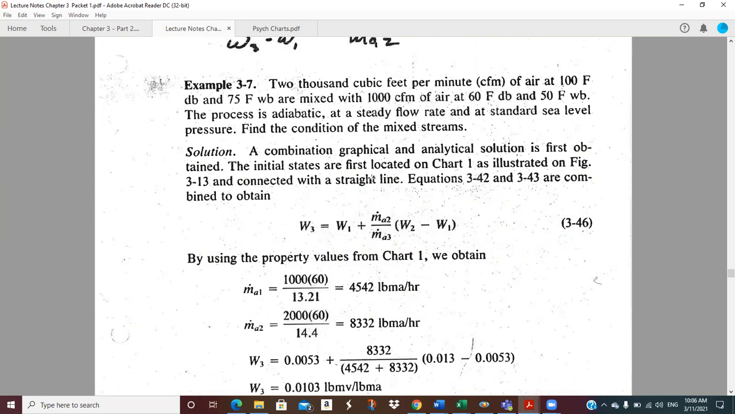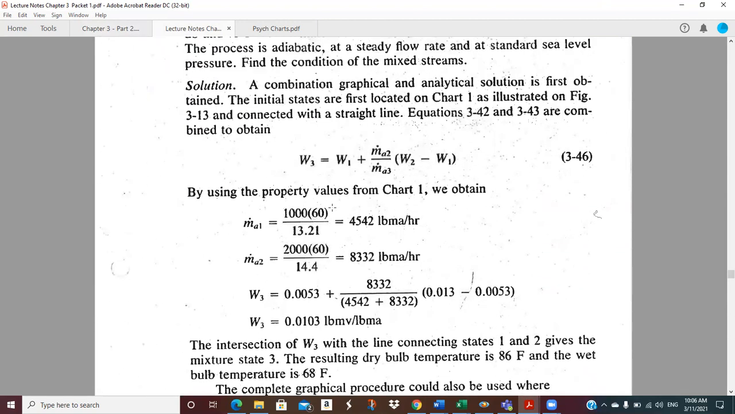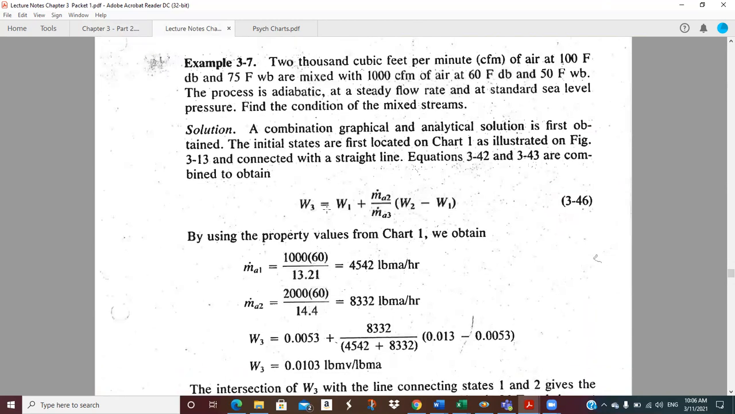Okay, and they're going to go back and use equations. I think, let's see. Well, they do it both ways, actually, which is good. Okay, so we're going to say we have 2,000 cubic feet per minute of air at 100 degrees Fahrenheit and 75 wet bulb mixed with 1,000 cubic feet per minute of air at 60 degrees Fahrenheit and 50 wet bulb. Process is adiabatic, so it's just adiabatic mixing at a steady flow rate and at standard sea level, so that means the psych chart applies. Find the condition of the mixed air streams.